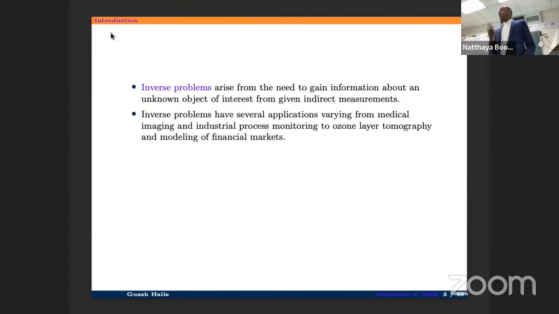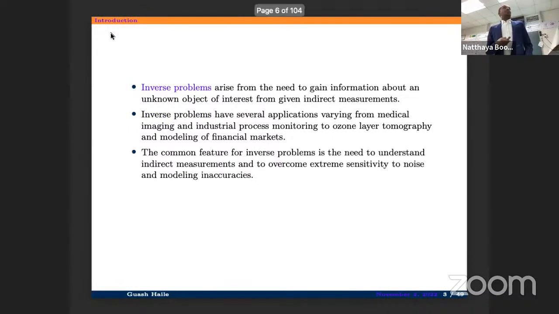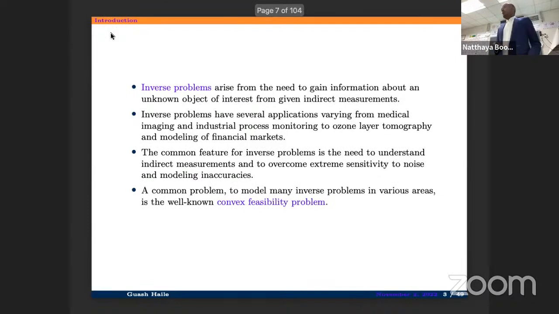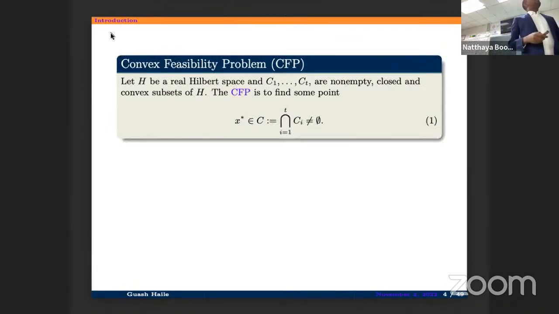Inverse problems have several applications in various fields of study. The common feature of inverse problems is the need to understand indirect measurements and to overcome extreme sensitivity to noise and modeling inaccuracies. And I think we are familiar with the well-known problem called the convex feasibility problem, which is the most applicable in modeling of many inverse problems. This convex feasibility problem is defined as given in one. Let H be a real Hilbert space and C1 up to CT be non-empty closed and convex subsets of H. Then the convex feasibility problem is to find a point x star in the intersection of the Ci, where i runs from 1 up to T, and the intersection is assumed to be non-empty.